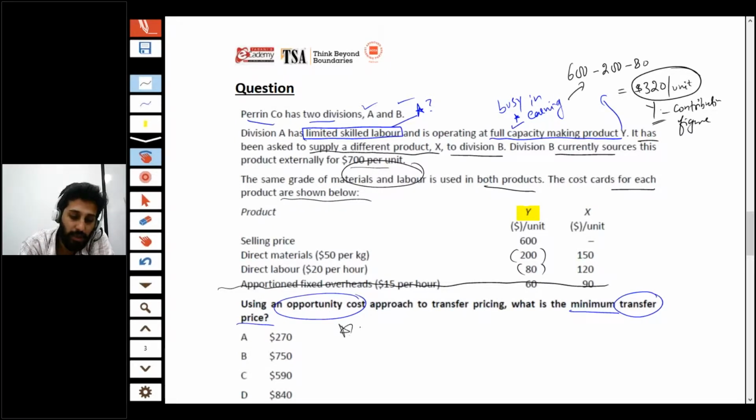Using an opportunity cost approach to transfer pricing, what is the minimum transfer price? I'm giving you a 1 or 2 minute window to solve this question. I'm waiting right in front of you. Please try to solve this question. Let's see whether you are able to handle it, since I am assuming this is a challenging question.